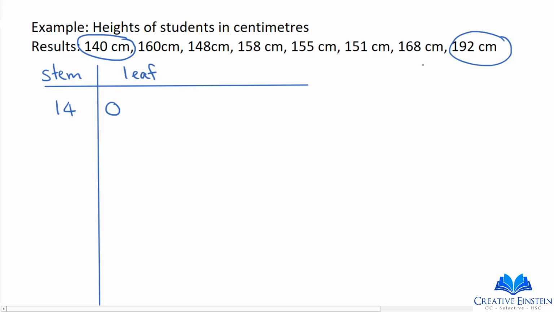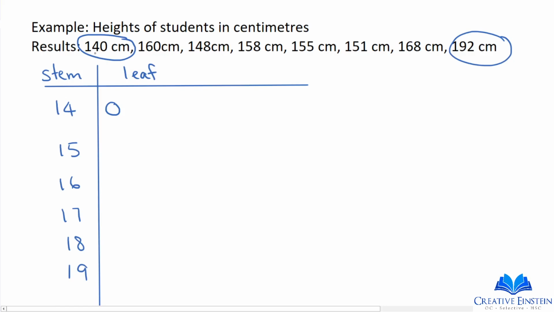Now with a stem, you can't actually skip any numbers. It has to be in chronological order. So my stem of 14, and I've got to go all the way up to 19. 14, 15, 16, 17, 18, 19. So even if there are no values in some of the stems, that's okay. You still have to have it there though.